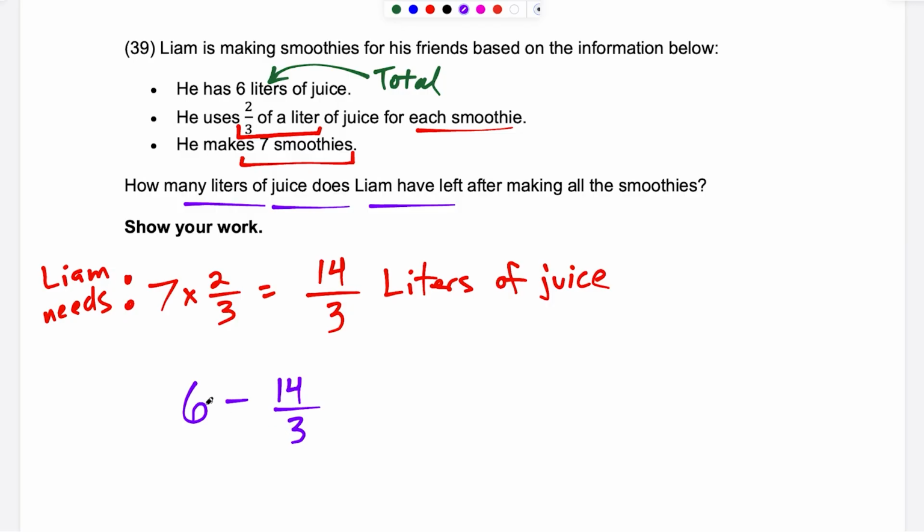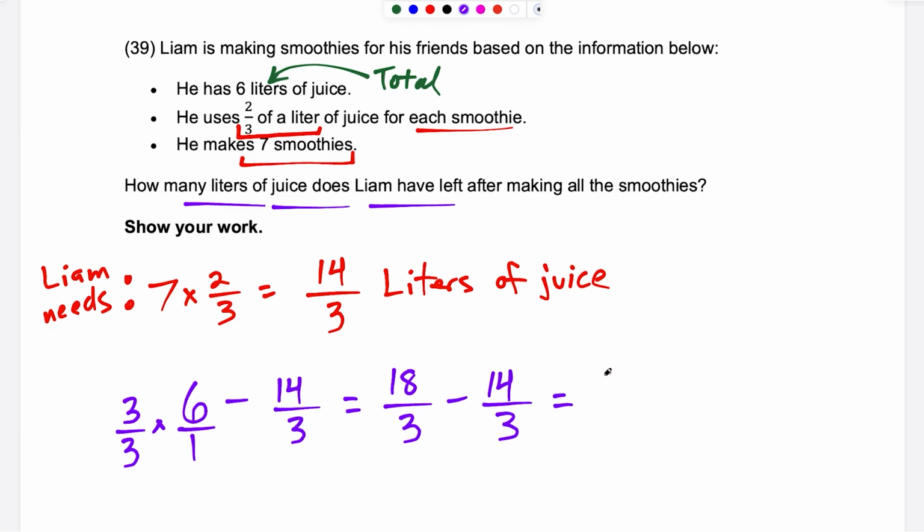But this is a situation where we need to find common denominators, because technically 6 we could write as 6 over 1, because 6 divided by 1 is equal to 6. And we need to find a common denominator between 1 and 3. Well, we could multiply this first number here by 3 over 3. And that's going to give us the common denominator of 3. So we do 3 times 6 is 18 over 3 times 1 is 3, and then minus 14 over 3.